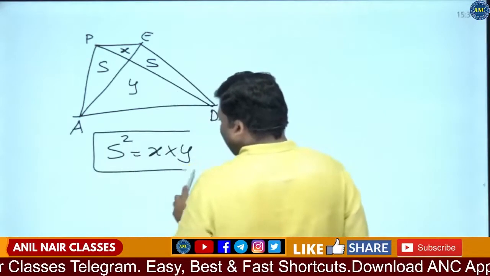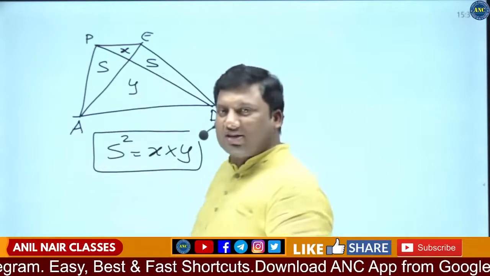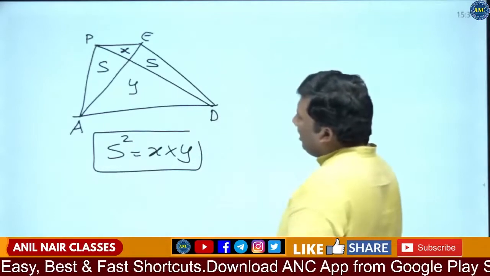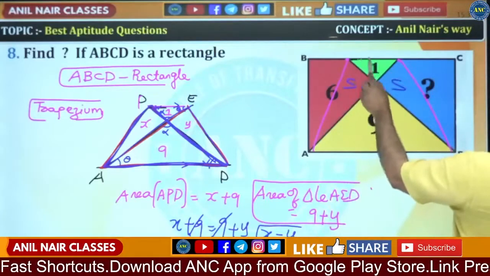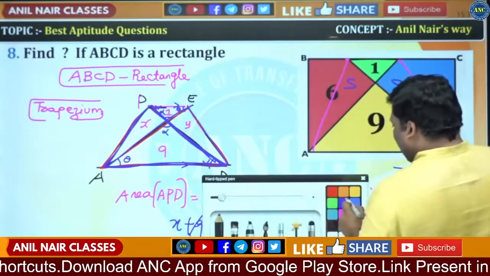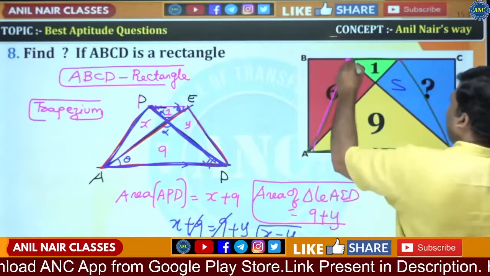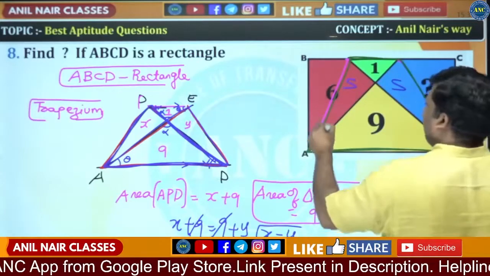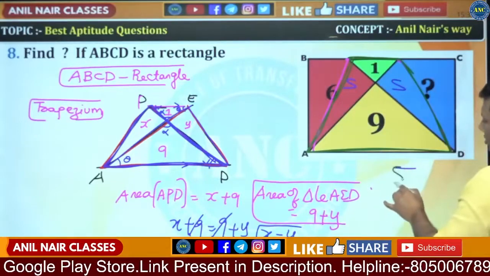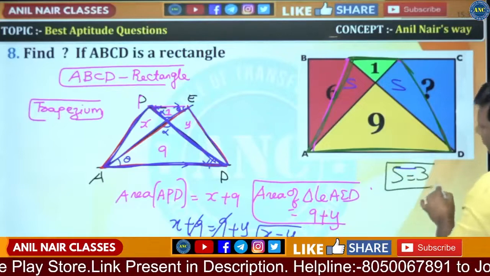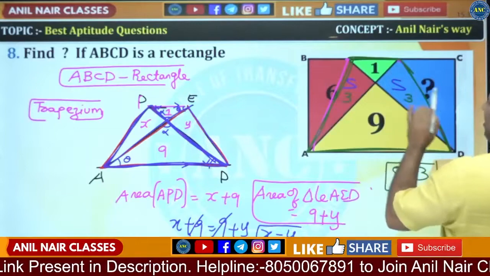In a trapezium class, I will discuss the proof. Very easy by using similarity. By checking which two triangles are similar, easily you can draw. S square is equivalent to X into Y. Let us get into the question. So this will become, if you see, I am only focusing on this trapezium. S square is equivalent to 1 into 9. So S value, it is 3.